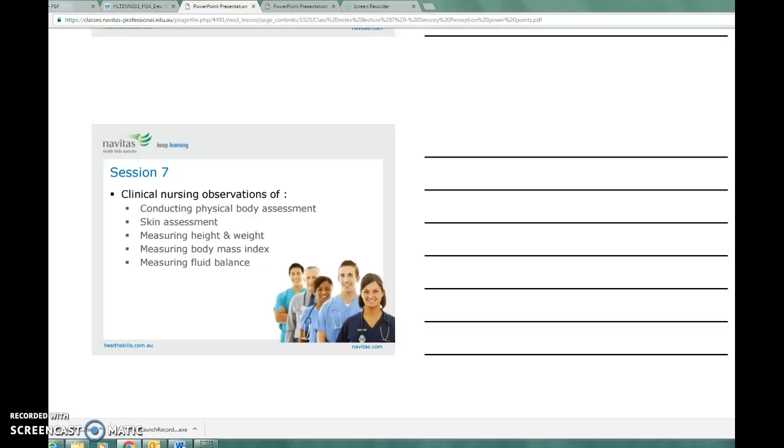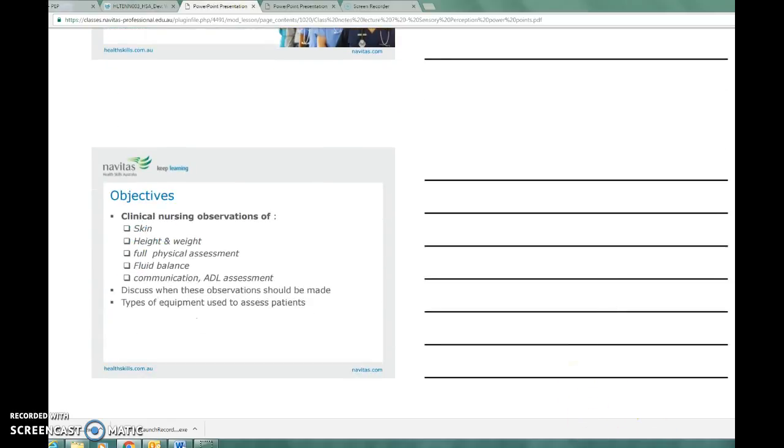So clinical nursing observations include conducting a physical body assessment, a skin assessment, measuring height and weight, measuring BMI, and measuring FBC or fluid balance. We're looking at skin, height and weight, full physical assessment, fluid balance, communication, ADL assessment.